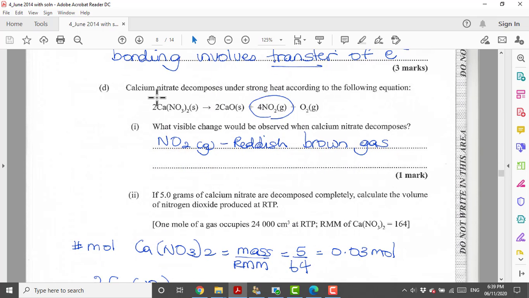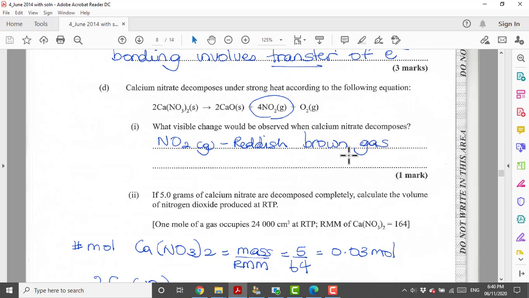Next question. Calcium nitrate decomposes under strong heat according to the following equation. Right, so we're given this equation. What visible change would be observed when calcium nitrate decomposes? Here they are asking us what we are going to see when this is decomposed under heat, right? So nitrogen dioxide gas is one gas that is released as a result of the decomposition of calcium nitrate. This can be easily identified as a reddish brown gas.